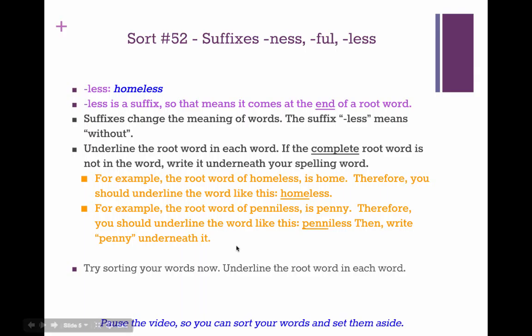Now try sorting your words now. Underline the root word in each of those words. Pause the video so you can sort your words and set them aside.